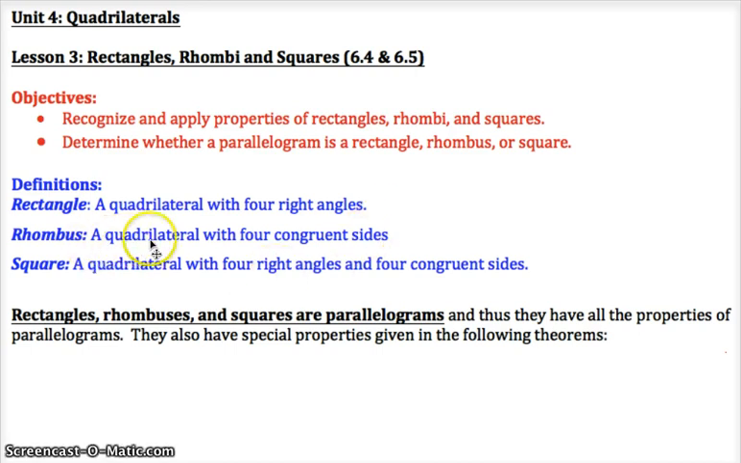Rhombus, same thing. It starts with a quadrilateral that has 4 congruent sides. So that's all you need to have to be a rhombus. Of course, then there's properties that follow, such as being a parallelogram, etc. And square is both those things. It has to have 4 congruent sides and 4 right angles.